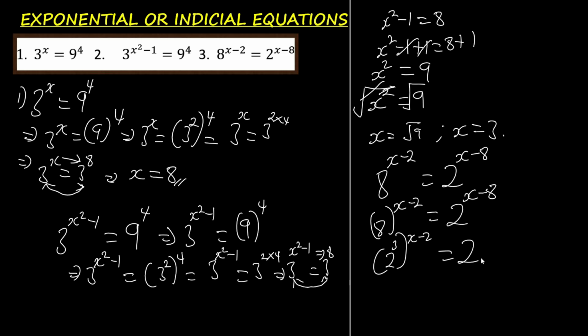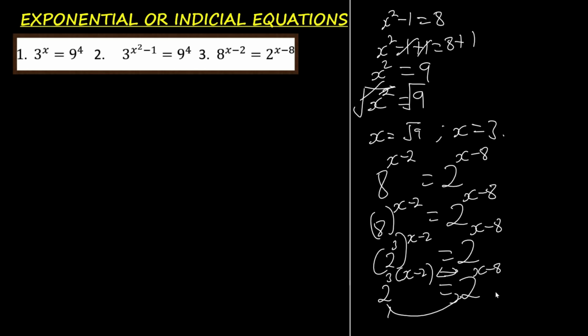So we have 2 cubed, all raised to the power x minus 2, is equal to 2 raised to the power x minus 8, and according to the power of a power, this 3 is going to multiply the exponent outside. So we're going to have 2 raised to the power 3 times x minus 2, which is equal to 2 raised to the power x minus 8. And as I said, when we have the same bases, we can equate the exponents. So now since the bases are the same, we can equate the exponents, and then you have 3 times x minus 2, which is equal to x minus 8.